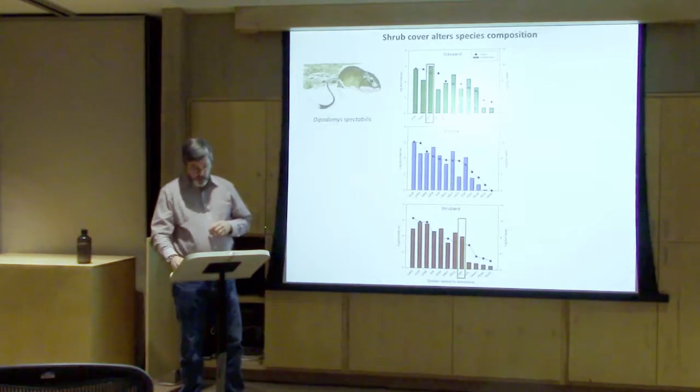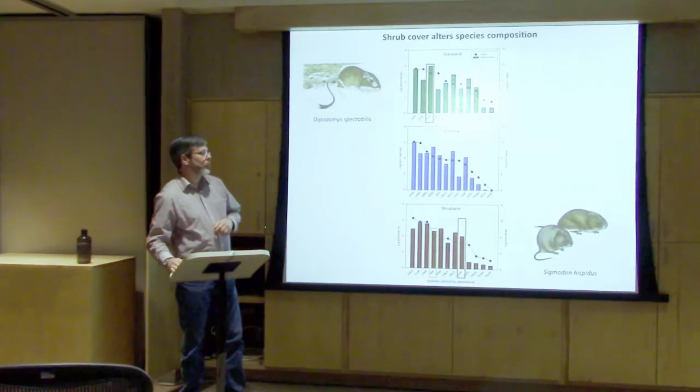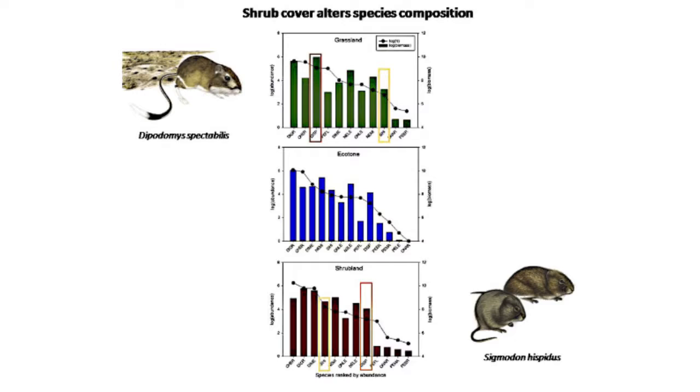Okay. Now I'll show you just one pattern going in the opposite direction. This again is the Hispid Cotton Rat. They're near the bottom of the rank abundance curve on the grassland sites, and only have moderate biomass production. But they're the 4th most abundant on shrubland sites and have substantially more biomass production.